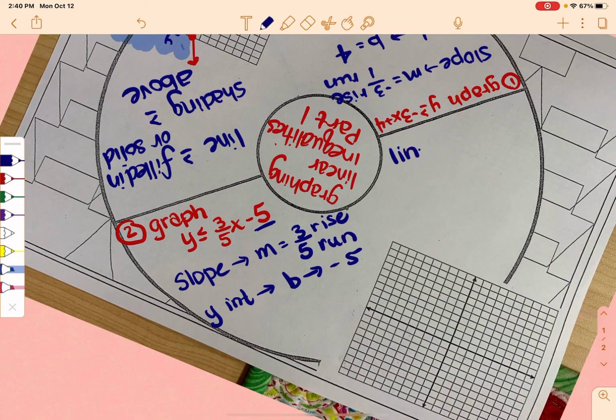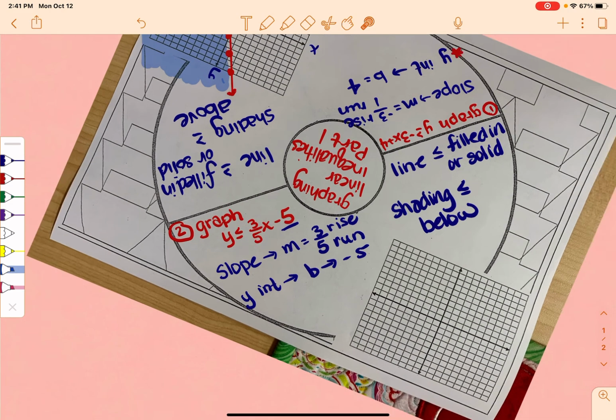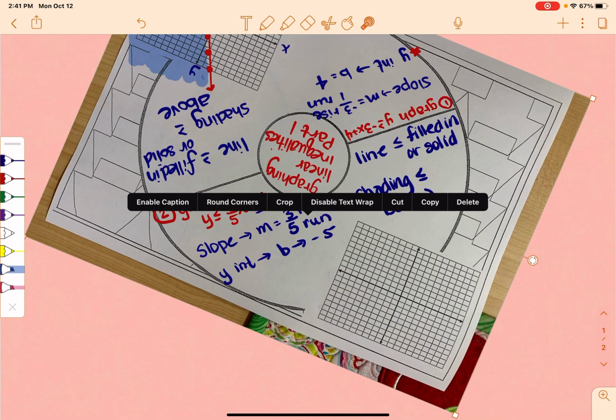To do my line, I have less than or equal to, which means it's going to be filled in, or excuse me, solid. For my shading, if it's less than or equal to, that means I'm going to be shading below. So just like the last one, here's all my work for this, and now I'm going to use that to actually graph.